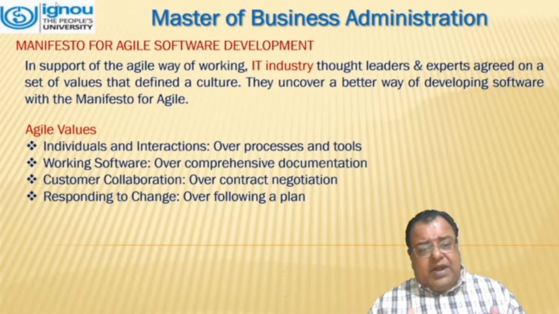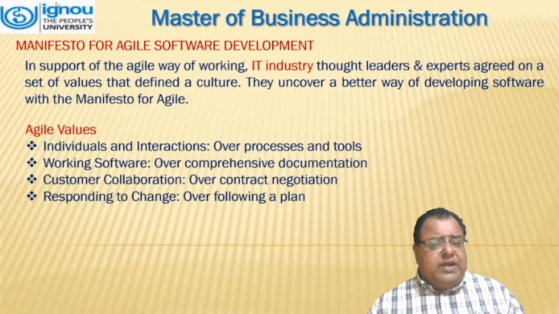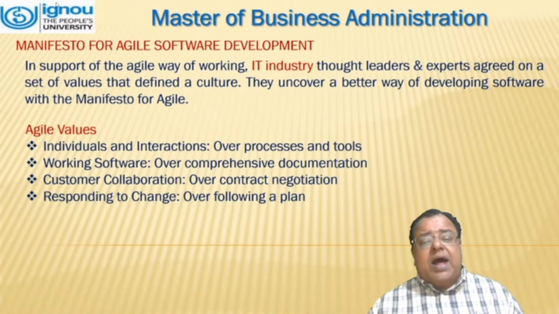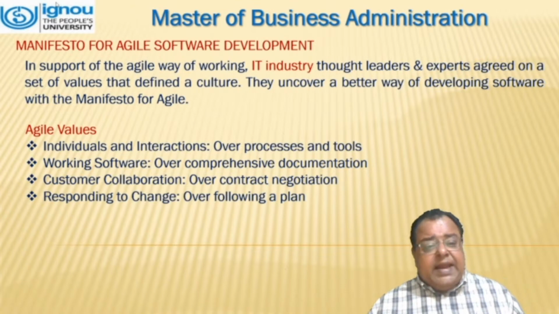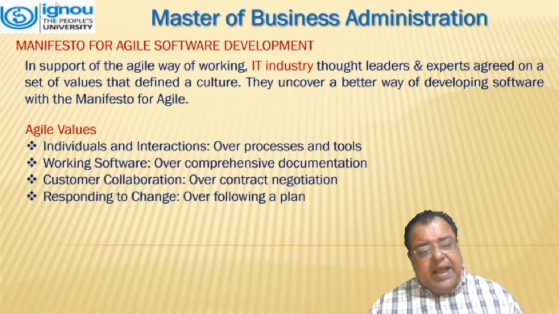What is the manifesto for agile software development? In support of the agile way of working, IT industry thought leaders and experts agreed on a set of values that define a culture. They uncover a better way of developing software with the manifesto for agile. What are the agile values? Individuals and interactions, over processes and tools. Second one is working software, over comprehensive documentation. Third one is customer collaboration, over contract negotiation. And the fourth one is responding to change, over following a plan.